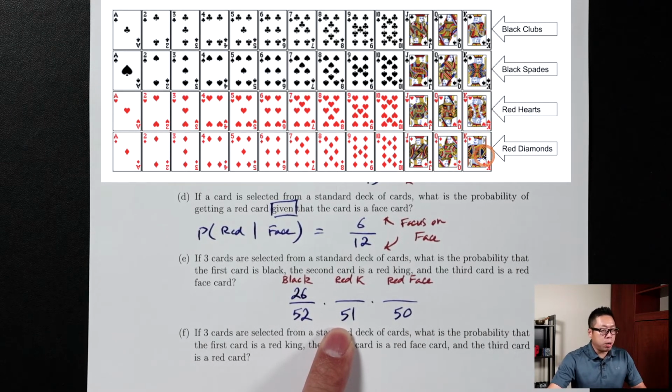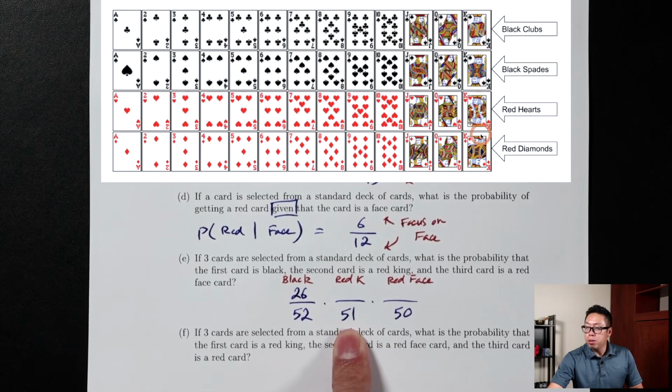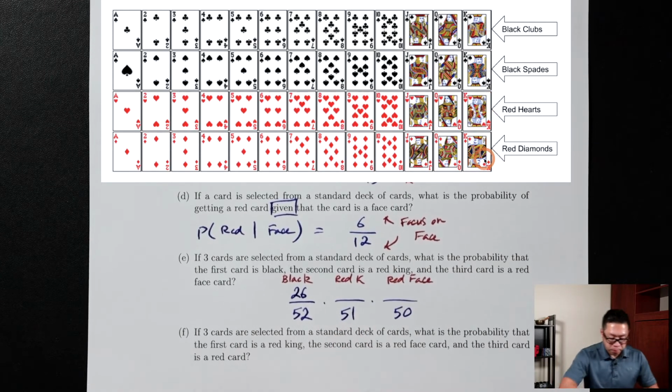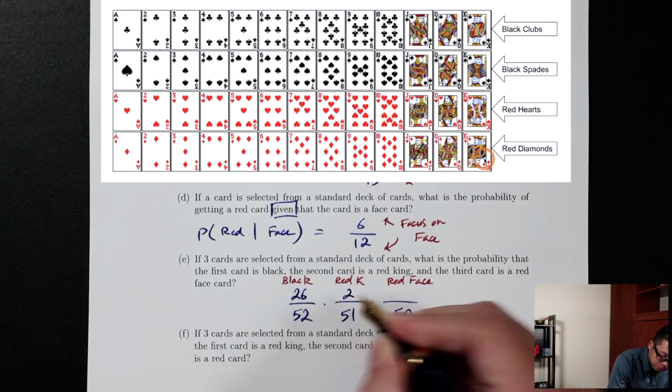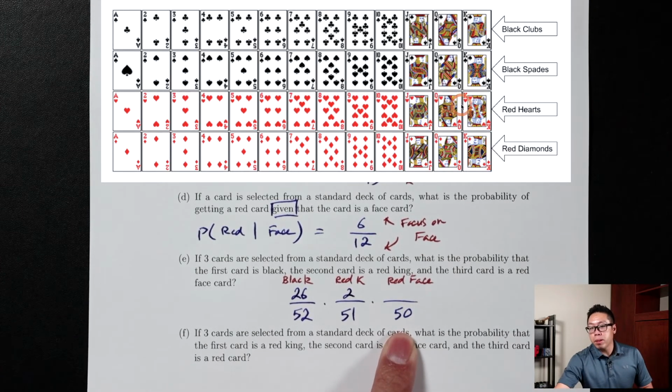And then the question is, do I have to reduce here? So the question is, have I used any red kings yet? No. First card is black, so I have not used any red kings yet. So I should have the full 2. Last card, red face card. Okay, so red face cards would be Jack, Queen, King hearts, Jack, Queen, King diamonds. So 6. Question is, do I need to reduce?